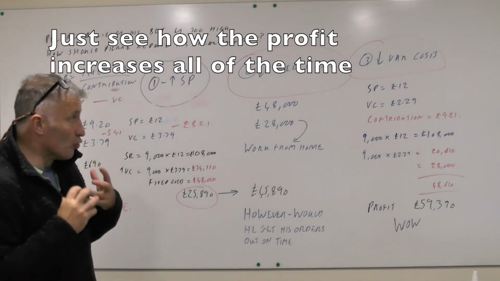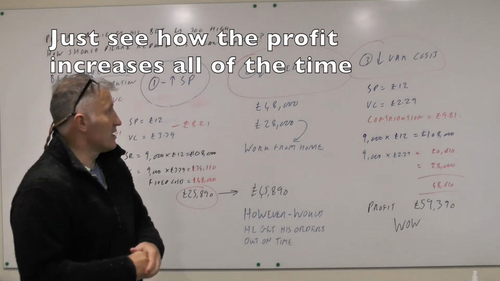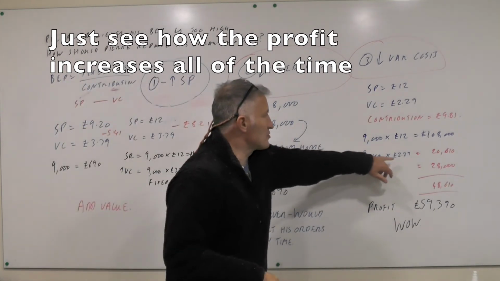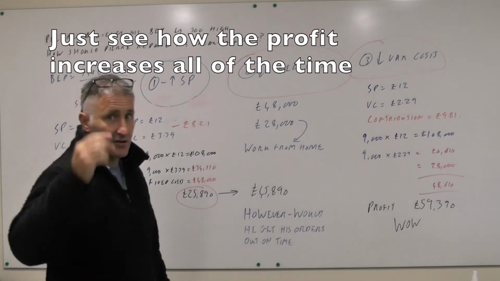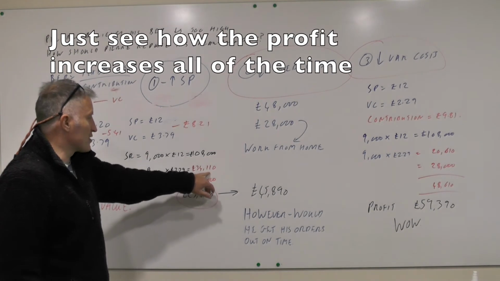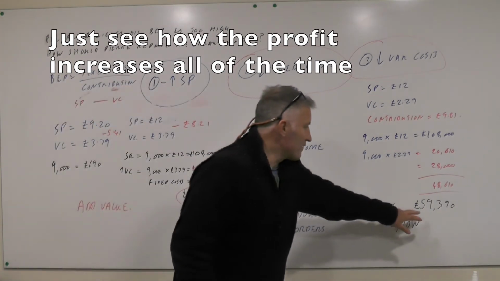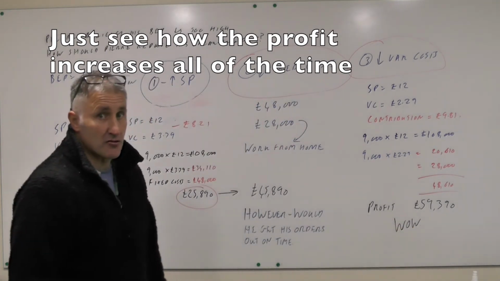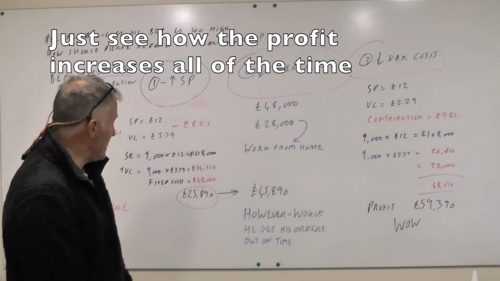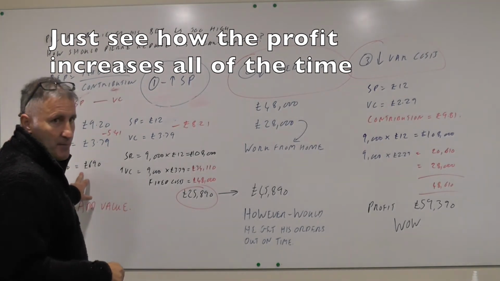However, just imagine also if we were able to reduce the variable costs. Great. So we then do 9,000 times £2.29, which comes out as 20,610 quid, which is far less than the £34,110. So suddenly this business is making 59,390 quid. Wowee. Previously, it was making, remember, £690.